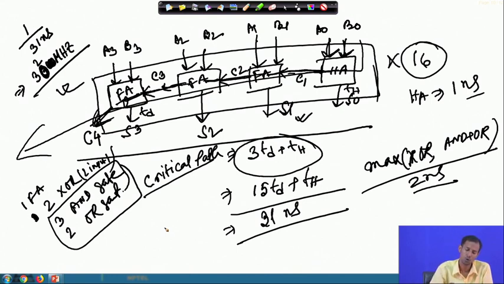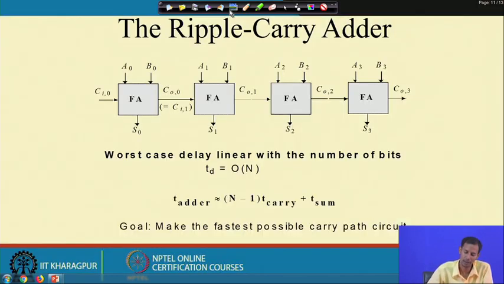So, for that reason, if you just see here, these are 4 full adder cells and the worst case delay is linear with the number of bits, as I said. That means if I increase the number of bits, instead of 4 bit if I consider 8 bit, the corresponding worst case delay will be increased linearly. If I increase the number of bits, the delay will also increase. So, that we have already seen.